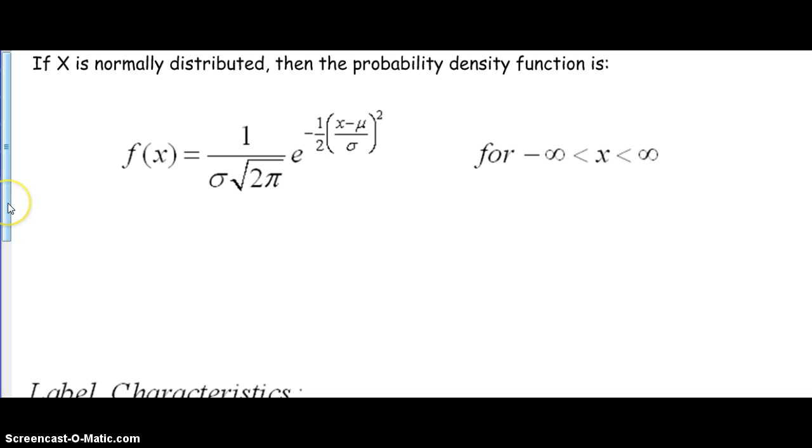When x is normally distributed, the probability density function looks like this. In Algebra 2, when you learned about the normal distribution, you probably were not shown what the function equation was. We are going to be talking in class more than in the notes about how it is derived and how you get certain parts of it. Tonight I'm just going to be touching on it. This function is for all x values from negative infinity to positive infinity.